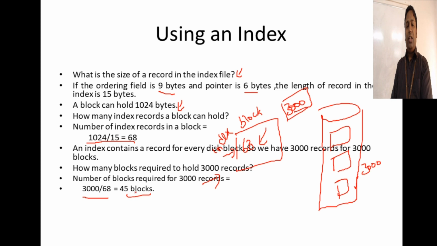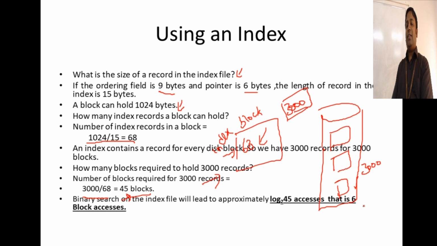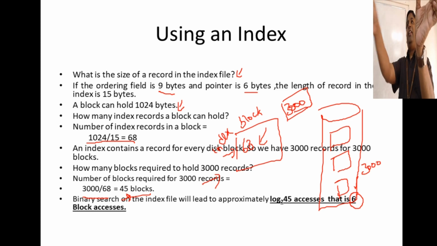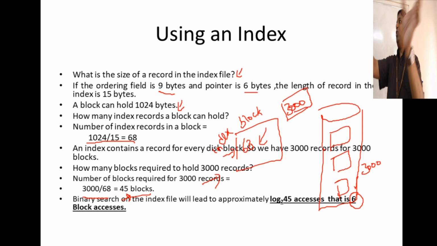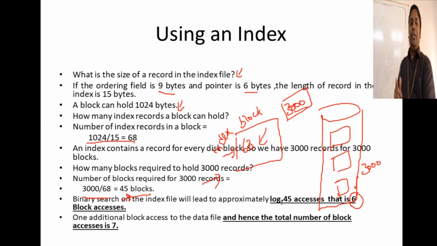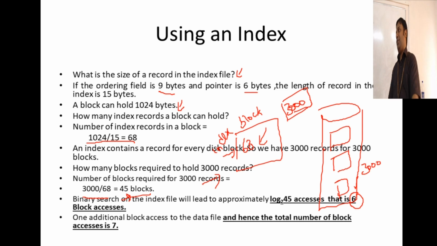So when you do a binary search on 45 blocks, see, your index file is also ordered. You do a binary search on your index. So what is the average number of blocks you have to access when you use the index file? It is nothing but log 45 base 2. Log 45 base 2 will give you 6 accesses. But that is not enough. You just used your index file, did your binary search, and went to that particular block holding your pointer. Then you have to go to that actual block on the data file. So that is one more block access. So it is actually 6 plus 1, 7 block accesses.